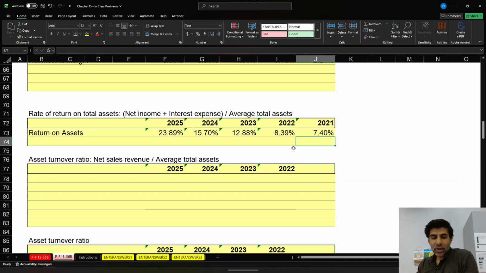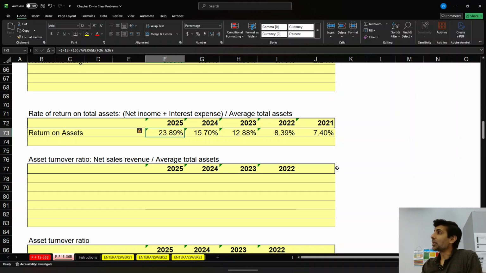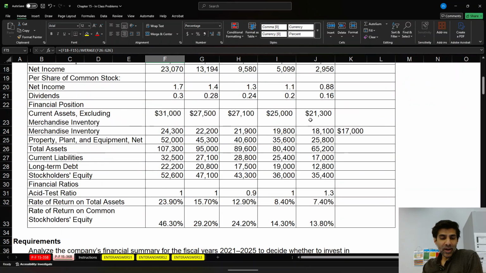So you can see here the trend is also really good. We're generating more profit using whatever assets we have over time. We're more efficient with our assets. In this first year, we were only getting a 7.4% return with whatever assets we had. In this last year, we're generating almost 24%. So that's really good.